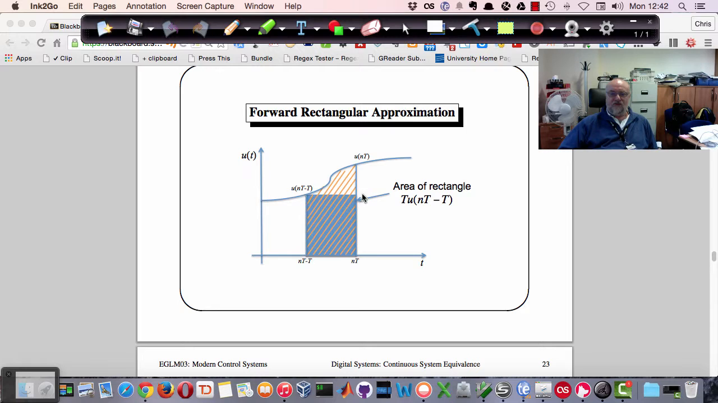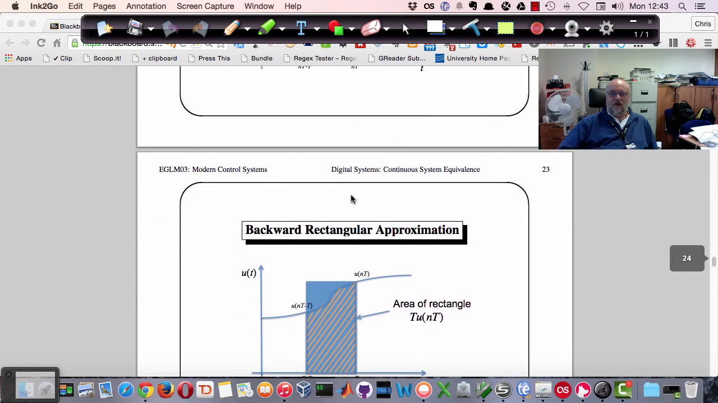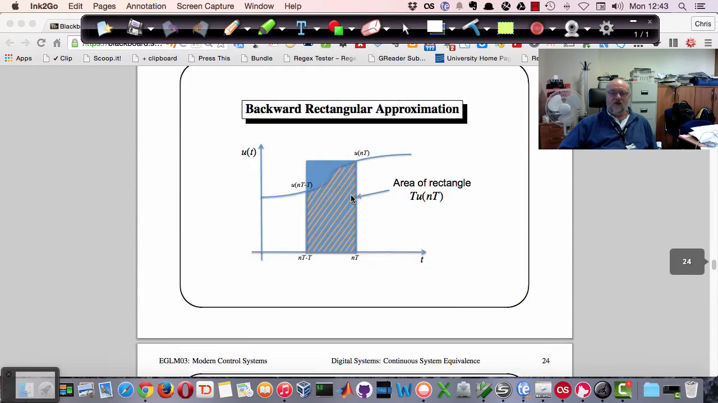We could take, for example, just the rectangle here shown in blue. That would be T times u(nT minus T). So T is the width and u(nT minus T) is the value at the start of the integral cycle. And usually it's not a particularly good approximation; it's an underestimate in this particular case. And that's called the forward rectangular approximation.